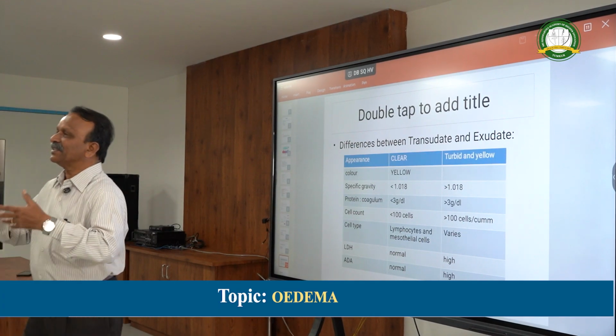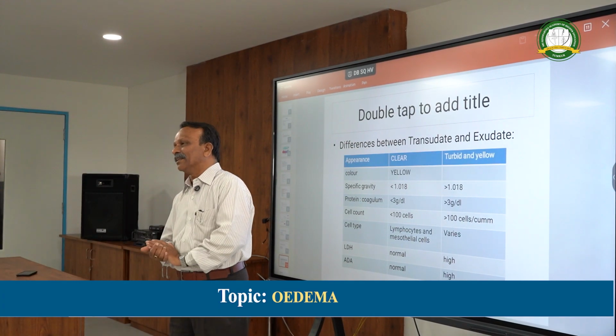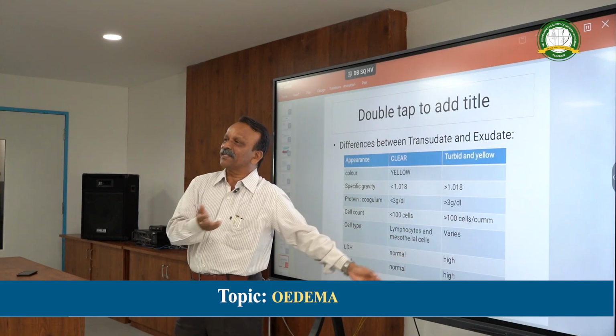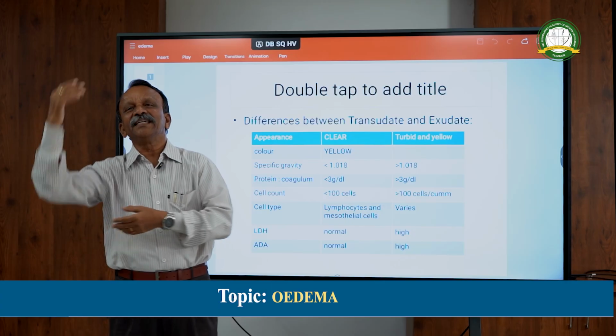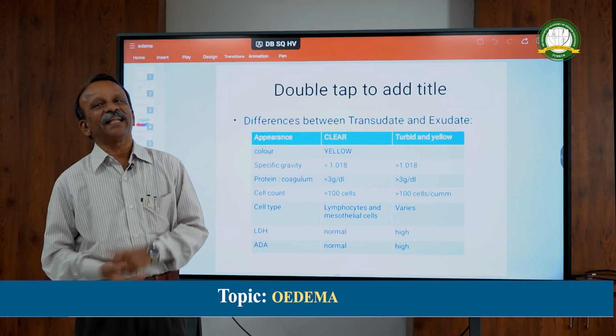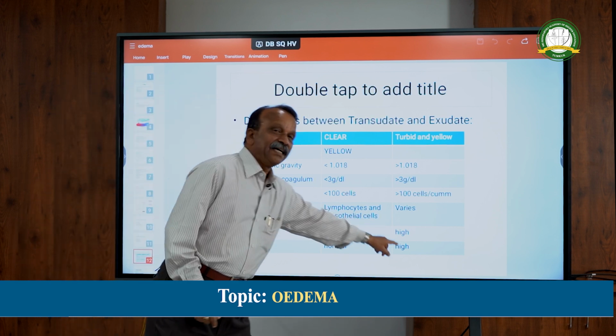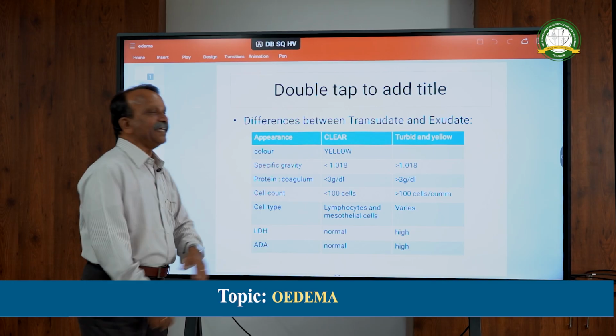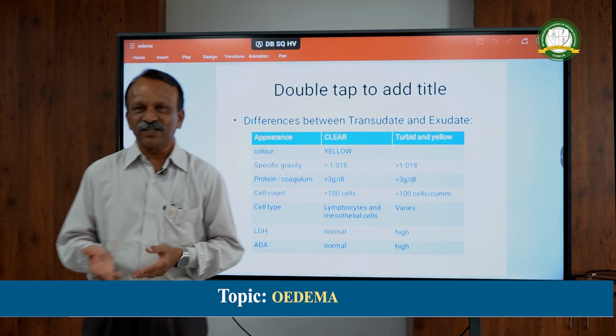Lactic dehydrogenase in case of a transudate is normal. Because in case of exudate, there will be more number of cells. Once they disintegrate, automatically we see more amount of this lactic dehydrogenase in the exudate. Then ADA, that is adenosine deaminase.